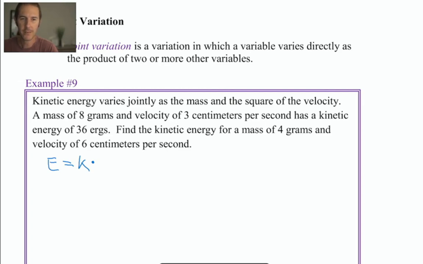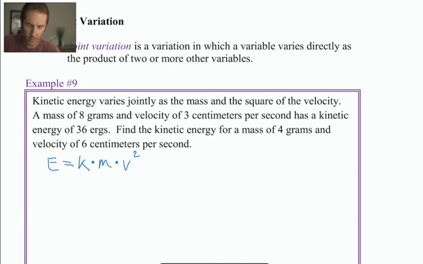So it varies jointly as the mass, so we'll multiply it by m, and the square of the velocity, v squared, not the square root of velocity, it's the square of velocity. And then there's a period, so that's the end of the sentence. We've created our equation. Great, so now we're going to be given enough information to help us solve for K. Let's plug in some numbers.